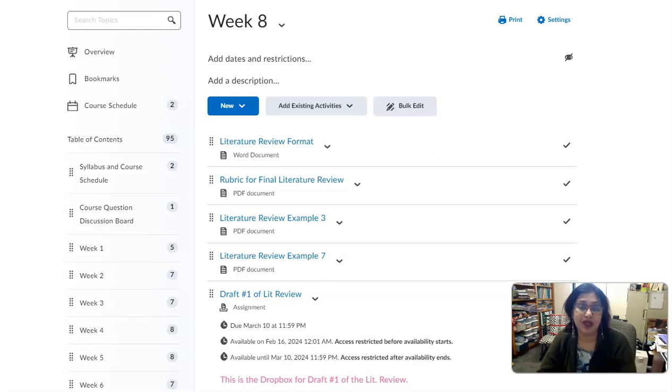Alright everyone, we are in week 8. That means we are almost at the middle of the semester. So this week is the first time you're actually going to write your literature review. The drafts 1 of your literature review are due this week.